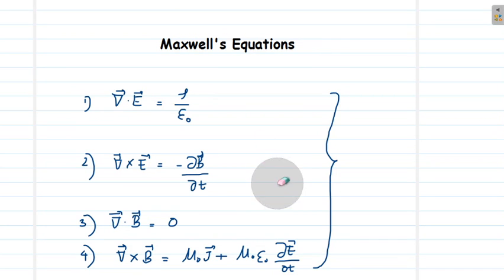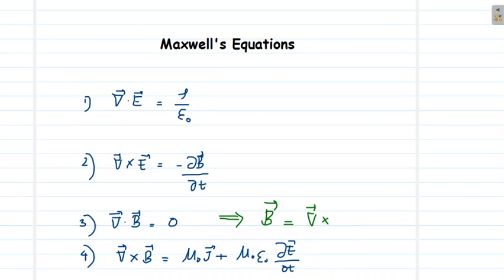For example, if we take equation number 3, del dot B equal to 0, that implies that the magnetic field can be represented as the curl of a vector potential, del cross A. So this is a mathematical assumption. If the divergence of a vector field is 0, then that vector field can be represented as the curl of another vector potential. So del dot B equal to 0 automatically implies that the magnetic field can be represented as del cross some other vector function. We call this function A our magnetic vector potential.